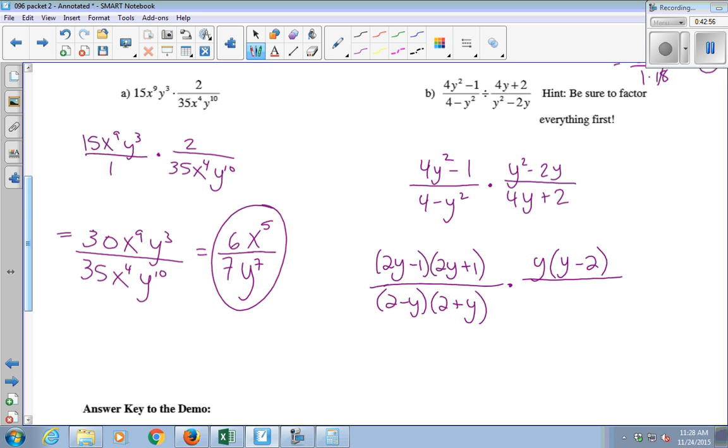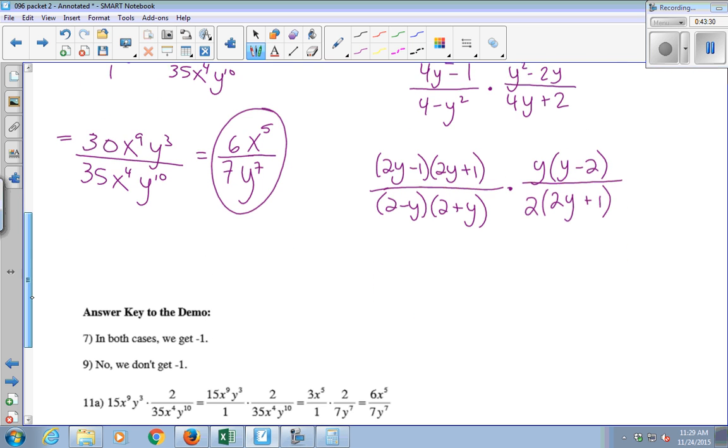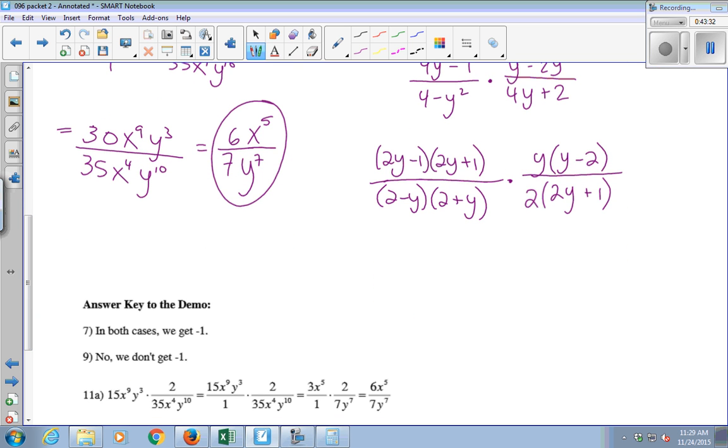4y plus 2, do they have any factors in common? Two. Pull out a 2. And I'm left with 2y plus 1. All right, do I have any exact factors that can cancel? Exactly the same on the top and the bottom. Not in each fraction separately. So let's multiply them together.